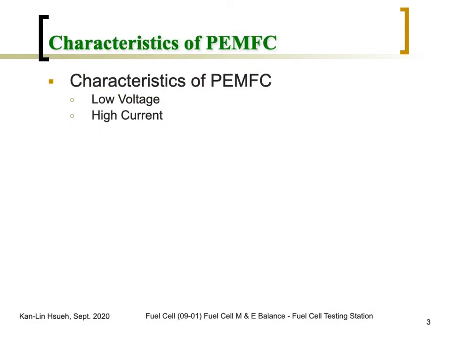The characteristics of the PEM fuel cell: the first is low voltage. For a single cell, in the ideal case, the output voltage is 1.23 volt at a standard condition, pure hydrogen and pure oxygen. But in reality, on the cathode side, usually it's air, so the oxygen concentration is much lower than pure oxygen. And there might be crossover and other problems. So the actual operating cell voltage is somewhere around 0.5 to 0.7 volt.